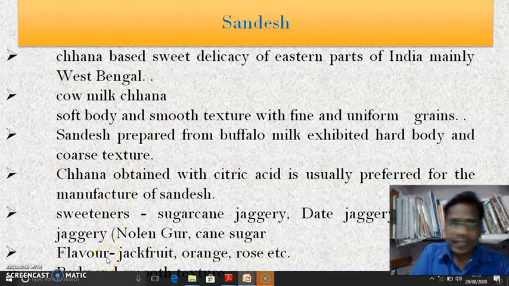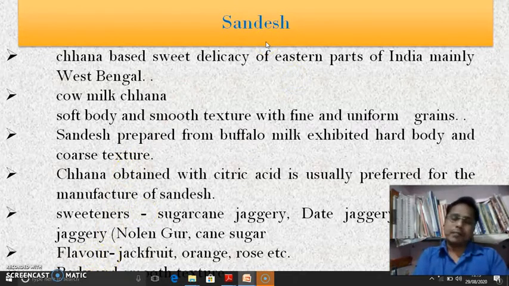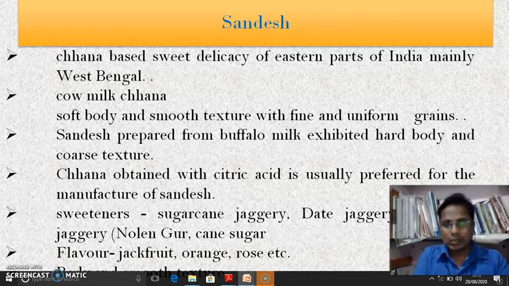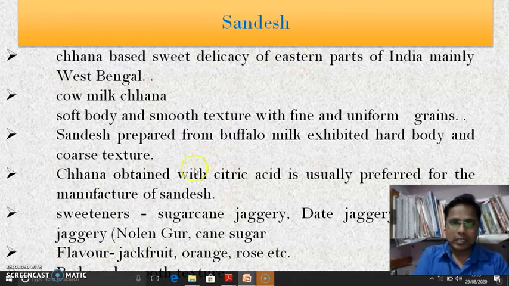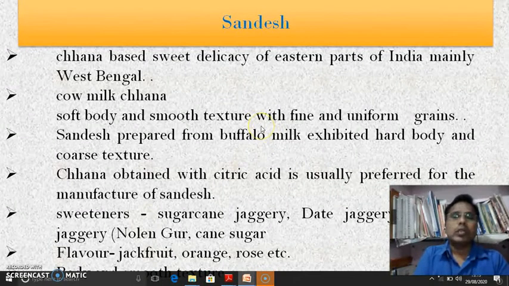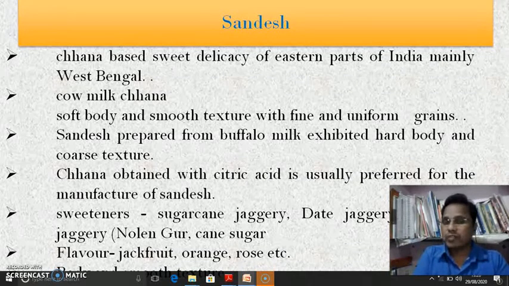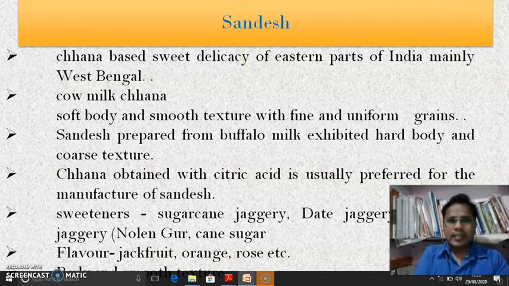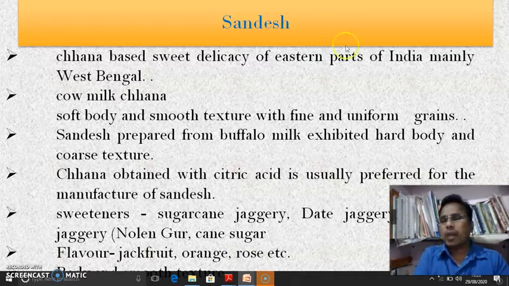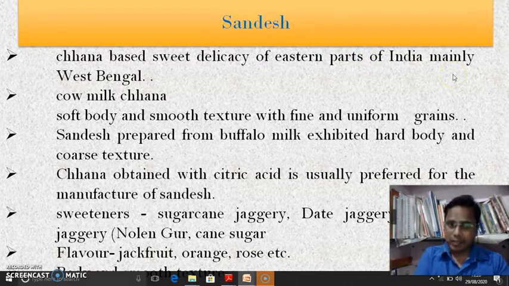The next point is the flavor. Flavor depends on the manufacturer, or on us, whether we want to add the flavor or not. If we are adding flavor to sandesh, jackfruit flavor, orange flavor, or rose flavor is generally used. So this is about the sandesh. You may have understood now what we mean by sandesh. Sandesh is a channa-based sweet delicacy, originating from the eastern parts of India and mainly prepared in West Bengal.